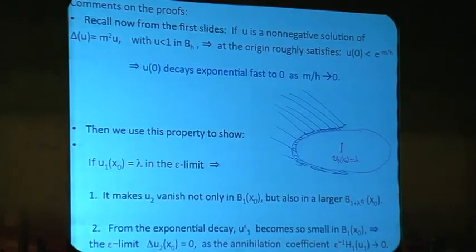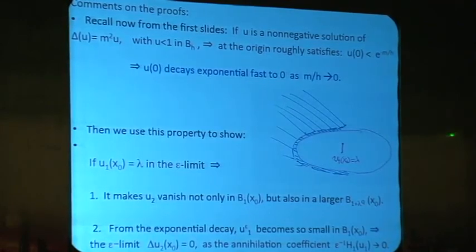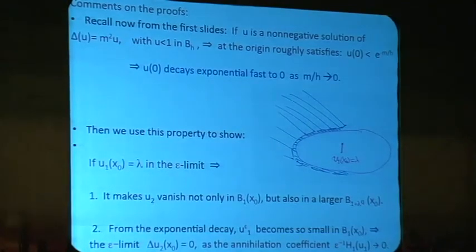And so I just make a comment on the proof. Let me go back to the very beginning, where I said that if U is a non-negative solution of this equation, then it decays exponentially fast on M. Okay, and now we really use that property, because we want to prove that if U1, let's say, remains non-trivial at the origin of the ball, that means that U2 is completely wiped out, not only of the ball, but from even a little larger neighborhood of the ball.